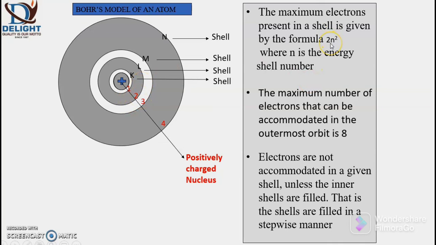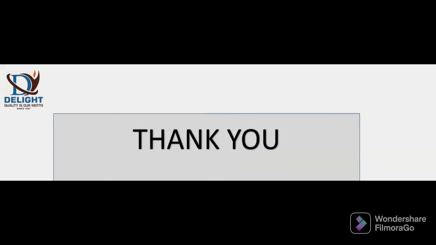According to the formula, the second shell can have 8 electrons. Until and unless this second shell completely fills 8 electrons, only then the remaining electrons will go to the third shell. So first the inner shells are filled, only then the outer shells are filled. This was proposed by Bohr's model of an atom.